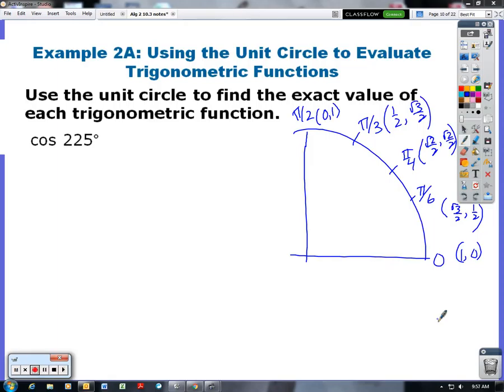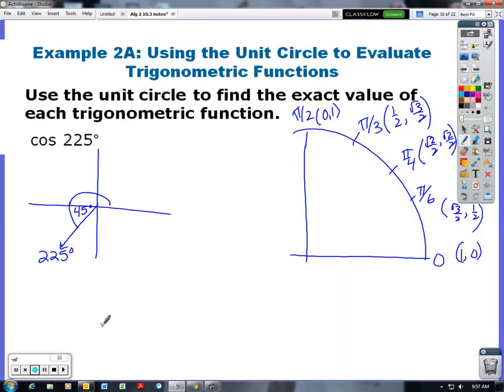So what I'm going to do, first of all, I'm going to find where 225 is. I'm going to find that reference angle. So let's see, we start here. Of course, we go around to 180, and then it's another 45 degrees past that here. So this is 225 degrees, which means our reference angle would be 45.